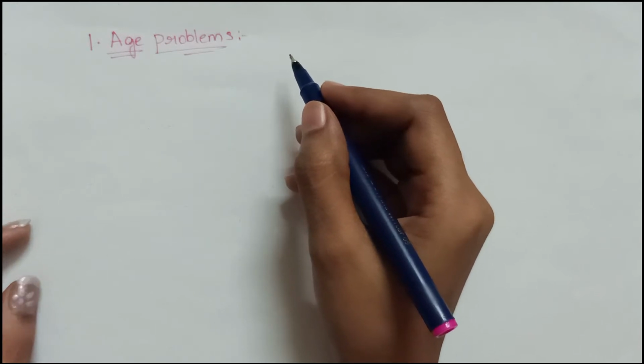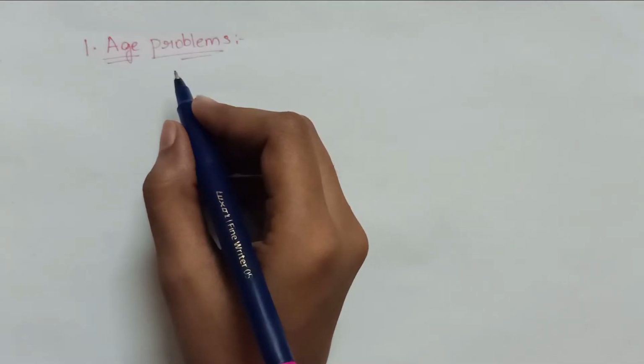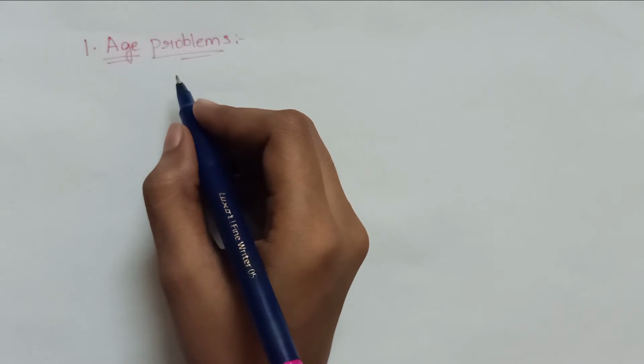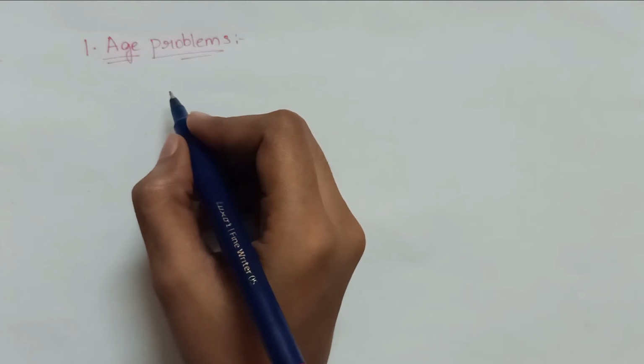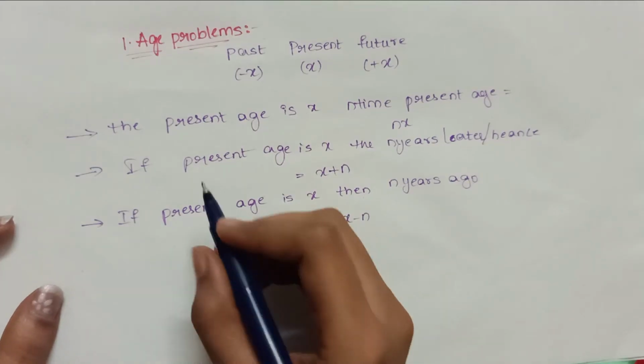First topic, age problems. We all know what is the meaning of age. So we want to know how to calculate the age. In previous video, I explained all the formula and examples. In this video, I am going to explain only formulas. So we have some important formulae.